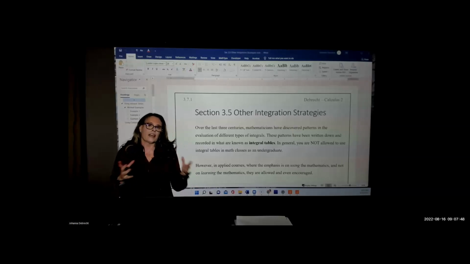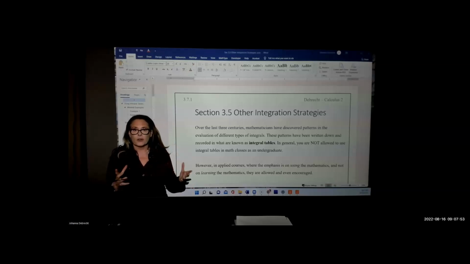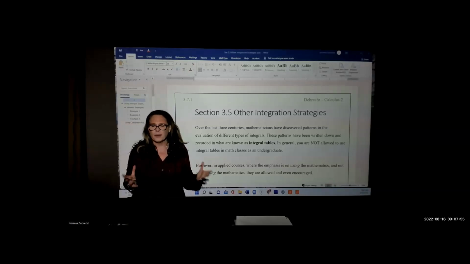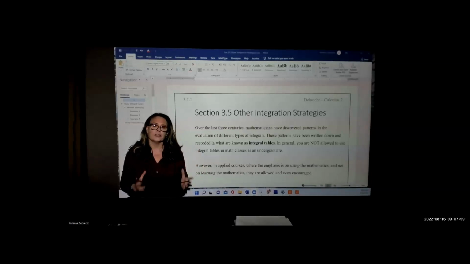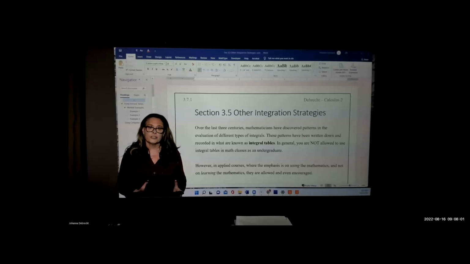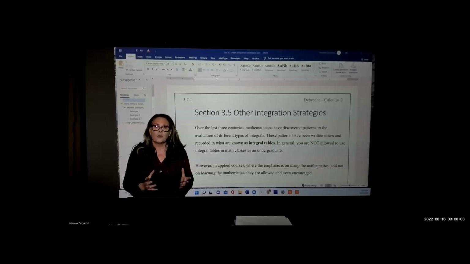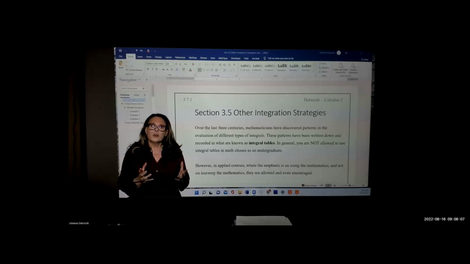Now, what about all these other techniques? There are hundreds, in fact, well over 1,000, probably around 1,700 by now, known ways to integrate different types of integrands. So we obviously can't learn all of them. That would be ridiculous. So what do we do?